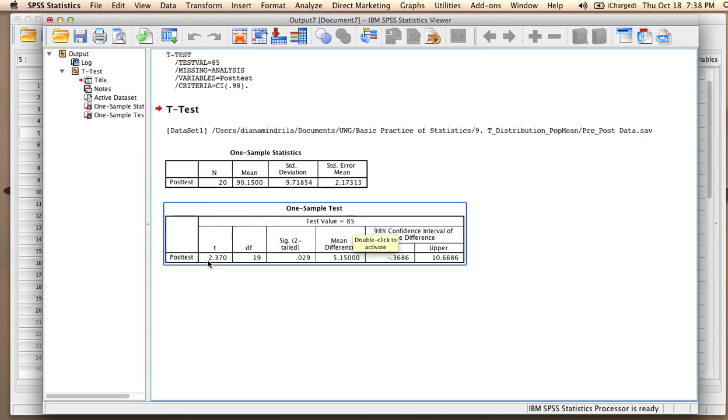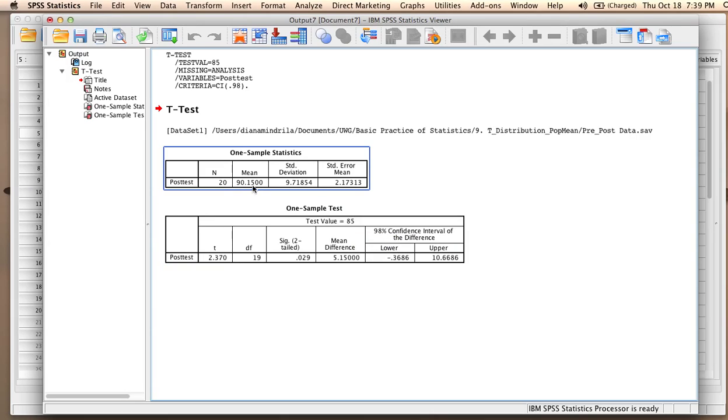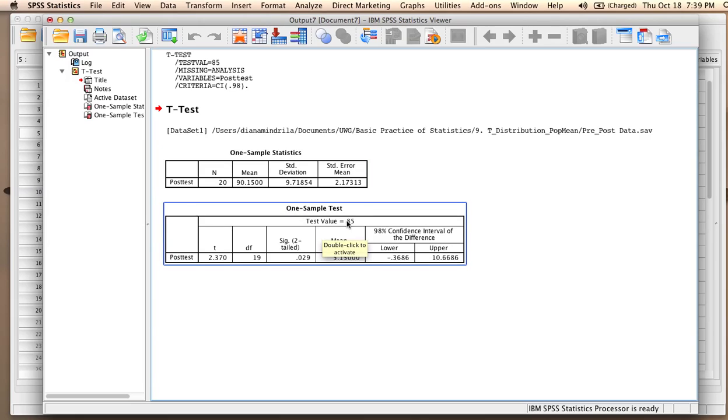The test statistic T is 2.370. It is a positive value, which means that the mean for our sample, which was 90, is higher than the mean of the population, which we know from prior research is 85. The degrees of freedom are 19, and the probability, the two-sided probability, is 0.029.